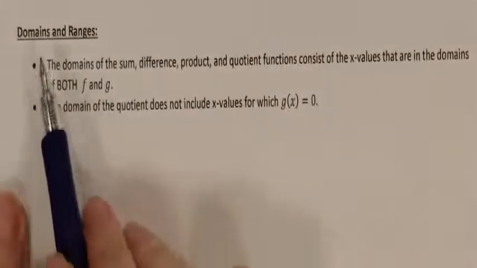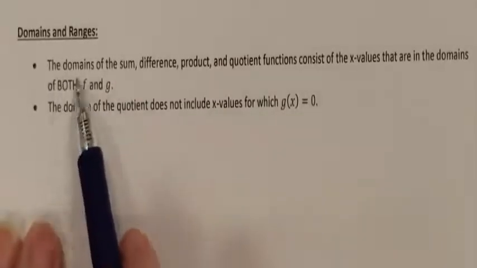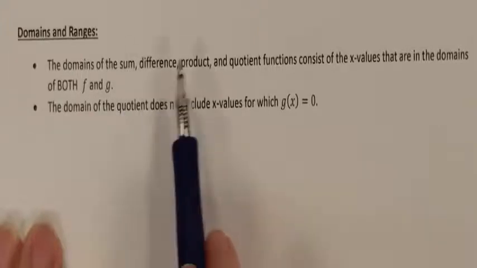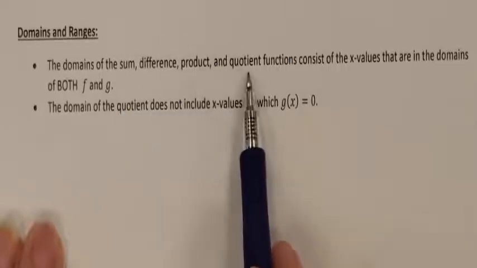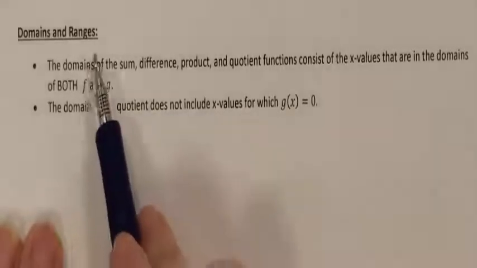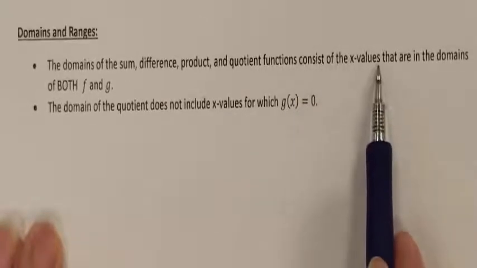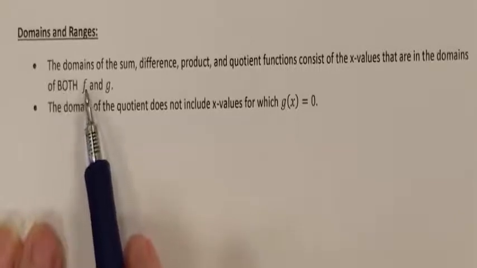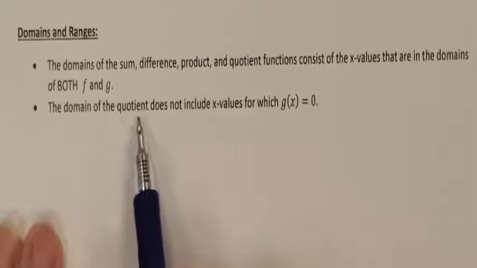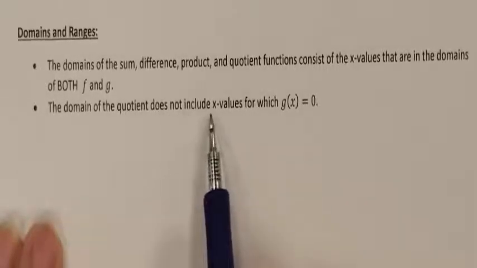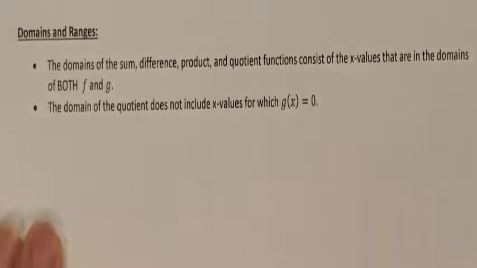Now something to remember: domains and ranges when you are developing a new function. The domains of the sum, difference, product, or quotient functions, so if we were to add, subtract, multiply, or divide to come up with a new function, the domain of that brand new function is going to consist of all of the x values that are in the domains of both the original f and the original g. The domain of the quotient, meaning when you are dividing, does not include the x values for when g of x, which is the denominator, would end up being 0.